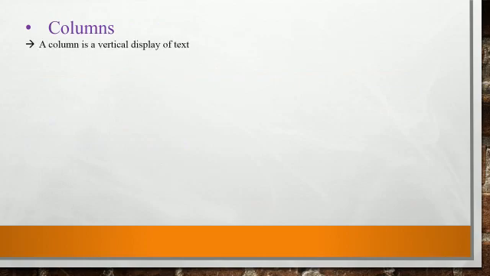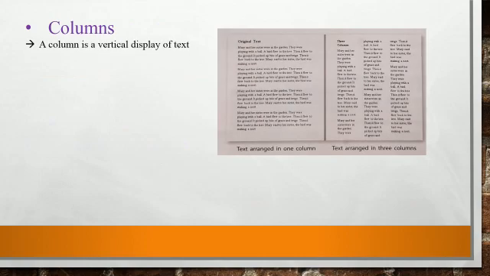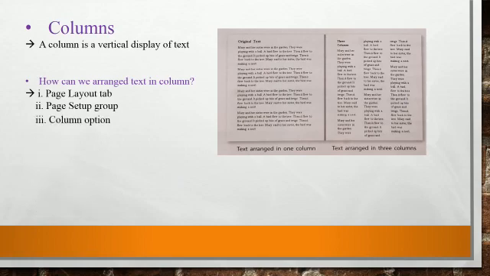A column is a vertical display of text. In MS Word, you can align text in two or more columns. To arrange text in columns, click on the Page Layout tab. In the Page Setup group, click on the Columns option. A drop-down menu will appear on the screen. You can choose 1, 2, or 3 options. If you want to add a small column on the left-hand side, choose the Left option. And if you want to add a small column on the right-hand side, choose the Right option.